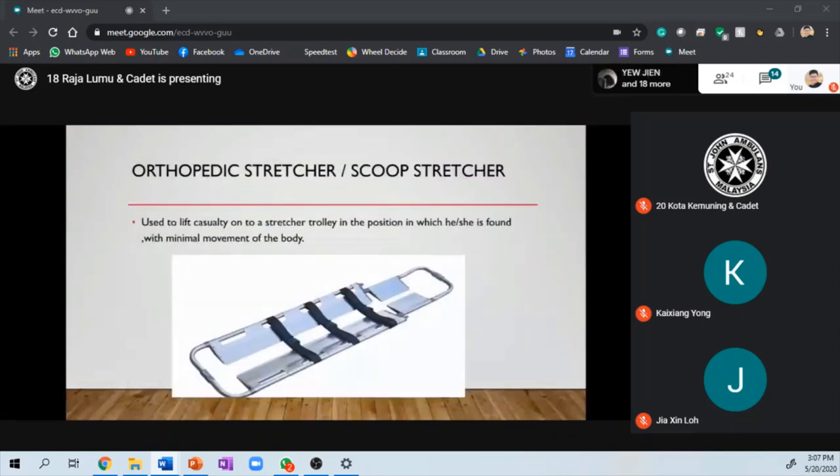So the second one is the orthopedic stretcher, or more simply, we call it the scoop stretcher. Why do we call it the scoop stretcher? As you can see, in the middle there is a space. Actually, it can be opened out to become 2. I will show you a video on how to use it, but before that, the scoop stretcher is used to lift a casualty onto a stretcher trolley in the position in which they are found, with minimal movement of the body.